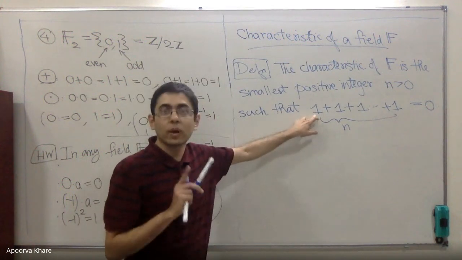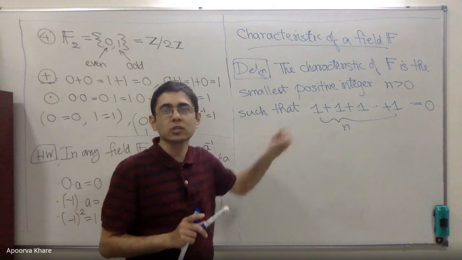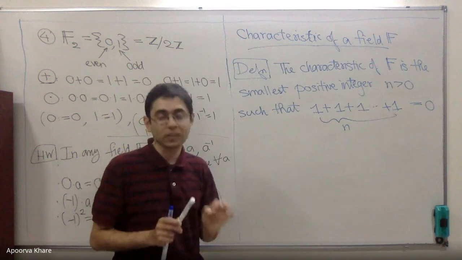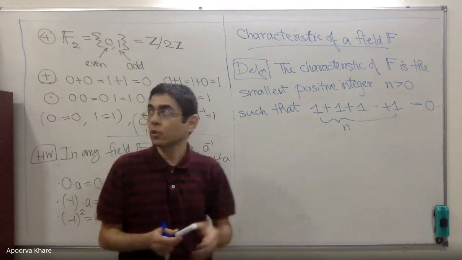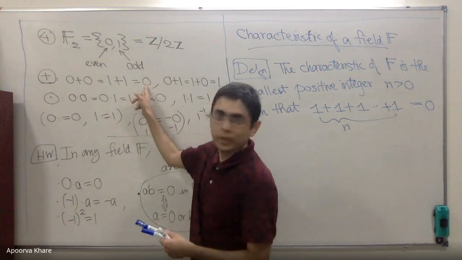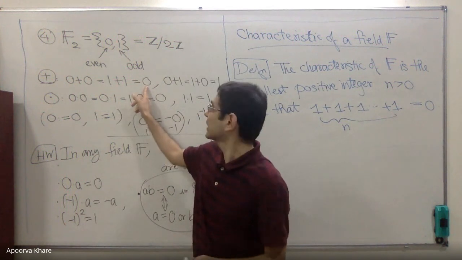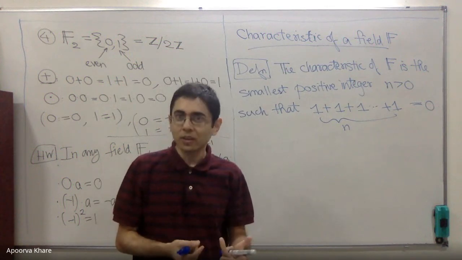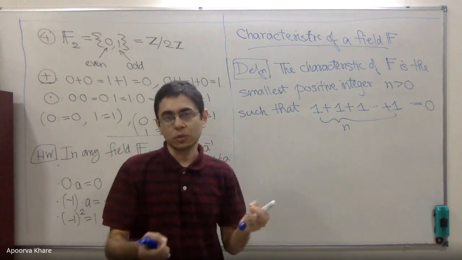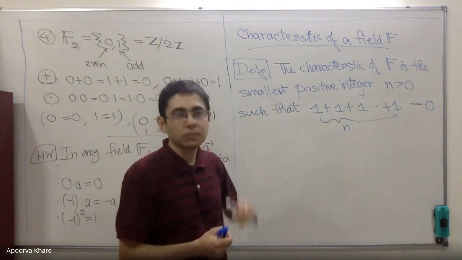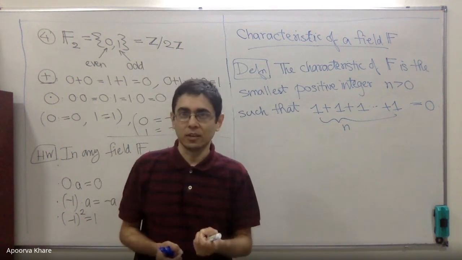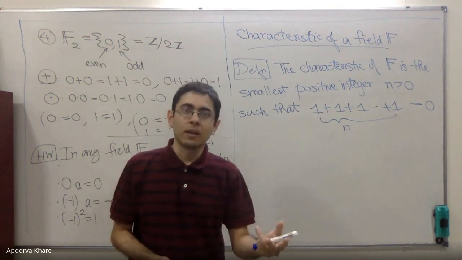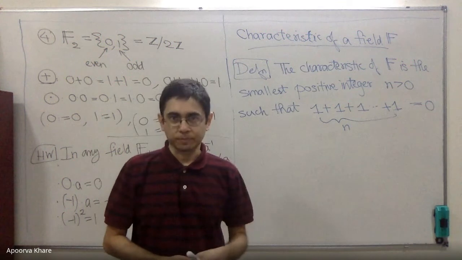Clearly, if you add 1 one time, you don't get 0 because the field axioms specifically say that 1 doesn't equal 0. But maybe when you add 1 two times, you get 0. In that case, the characteristic is 2. When you do division modulo 3, when you add 1 three times, you get 0, but not 2 times, not 1 time. So for Z mod 3Z, for F3, the characteristic is 3. Similarly, for Fp, the characteristic is that prime number p.